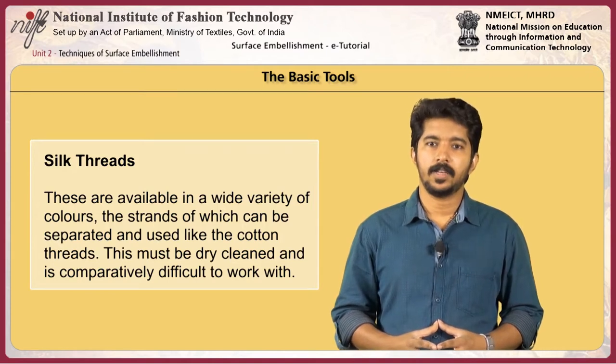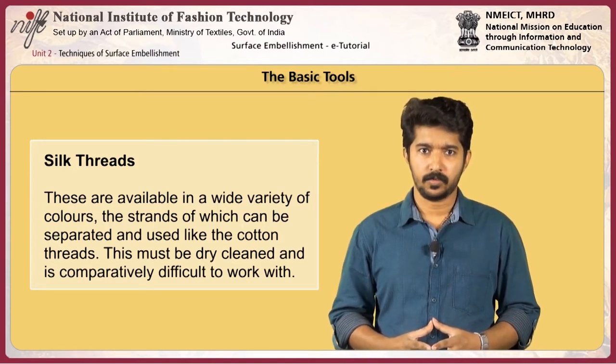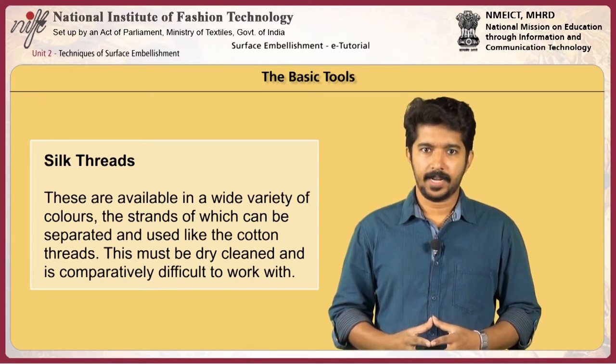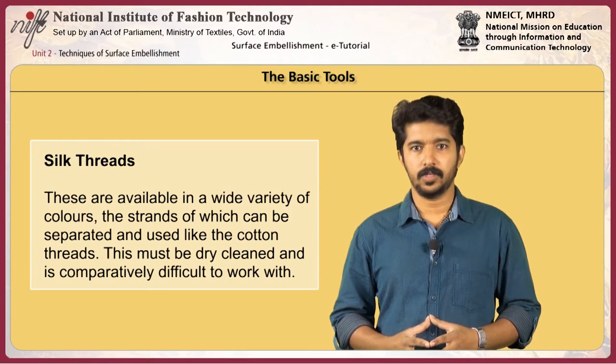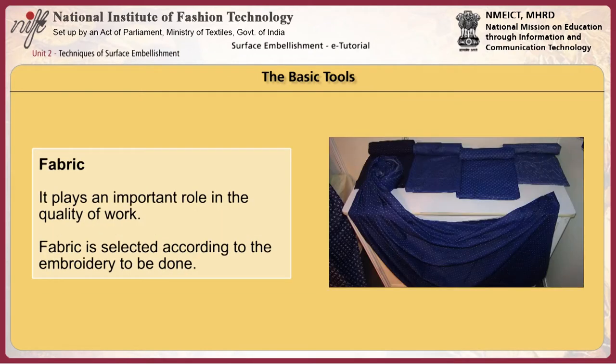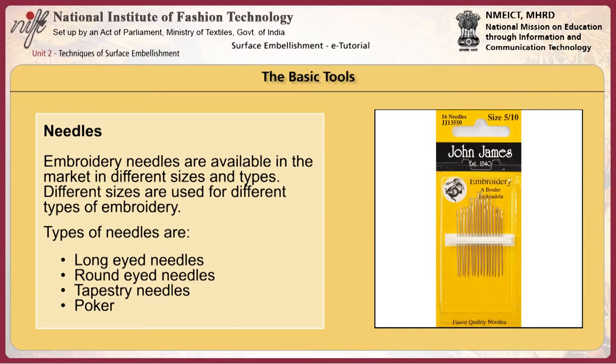Silk threads are available in a wide variety of colors, the strands of which can be separated and used like the cotton threads. This must be dry cleaned and is comparatively difficult to work with. Fabric plays an important role in the quality of work. The fabric is selected according to the embroidery to be done. Embroidery needles are available in the market in different sizes and types. Different sizes are used in different types of embroidery. The types of needles are long-eyed needles, round-eyed needles, tapestry needles, and poker.